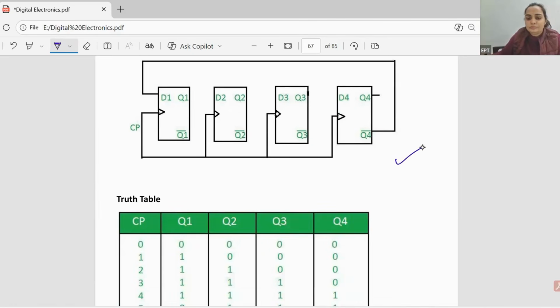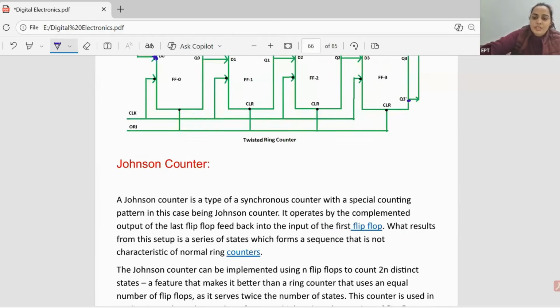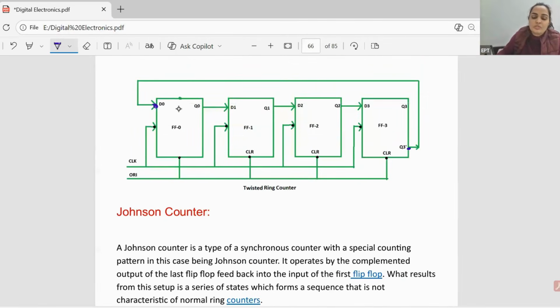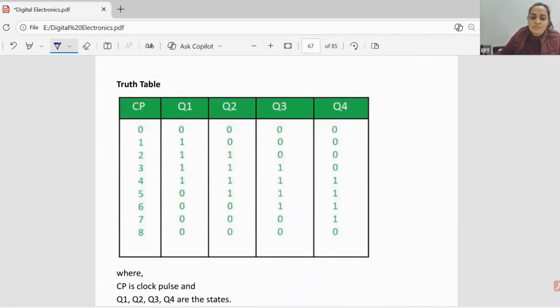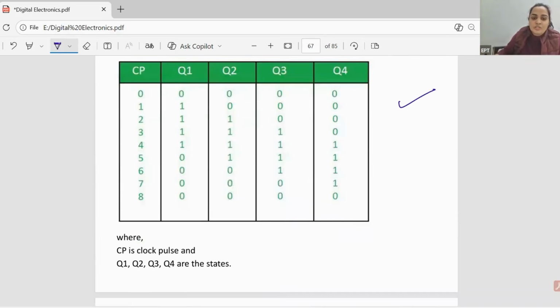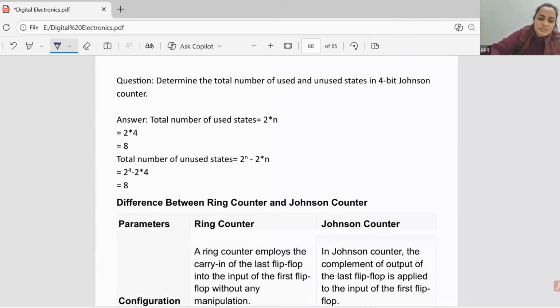This is a circuit. Here I'm using D flip-flop. Here again I'm using D flip-flop. But right now we are connecting this to this, so it will work as a toggle T flip-flop, okay? This is the truth table, right? So these are the states here. One stage, two, three, four, five, six, seven, eight, right? So 2n, so 8, right? These are the useful stages.